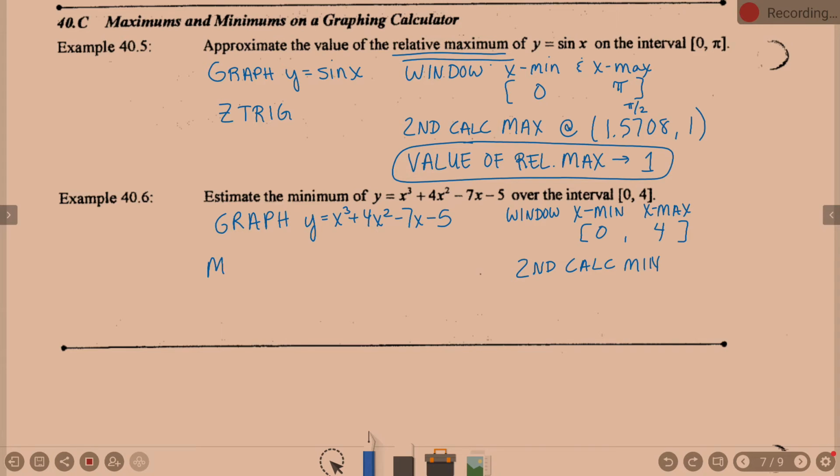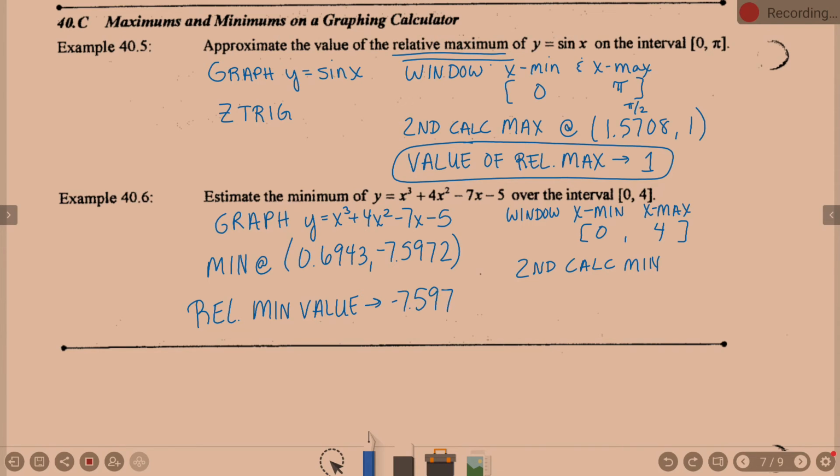What do you guys get for your minimum? I got 0.6943 and then negative 7.5. I agree. So what is my relative minimum value? Yep. Negative 7.5972.